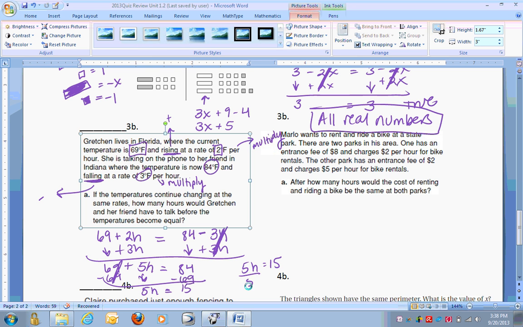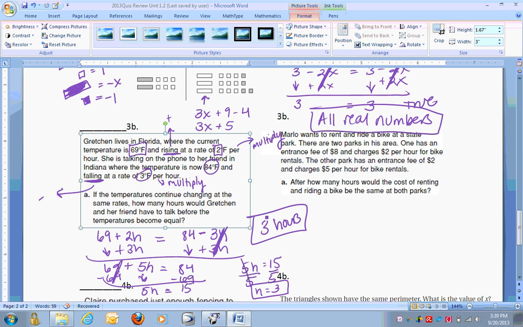Then I need to divide both sides by 5 to get h by itself. And h equals 15 divided by 5, which is 3. So it'll take 3 hours for the temperatures to be the same. That's a long time talking on the phone, but that's the answer.